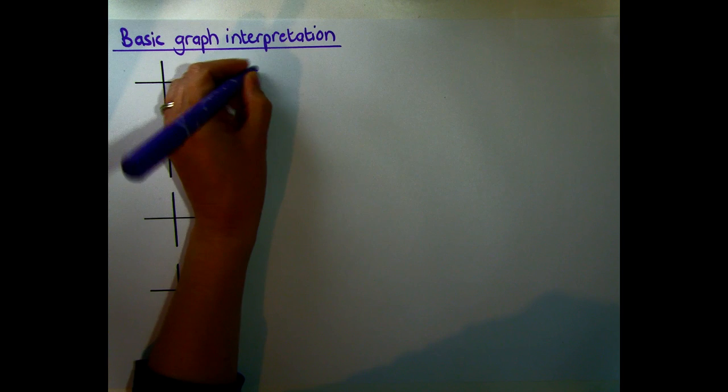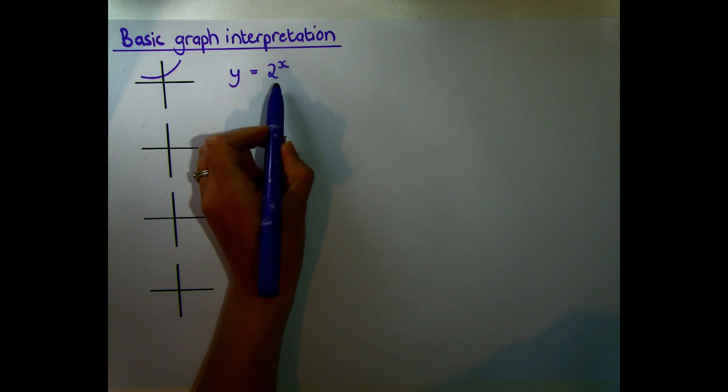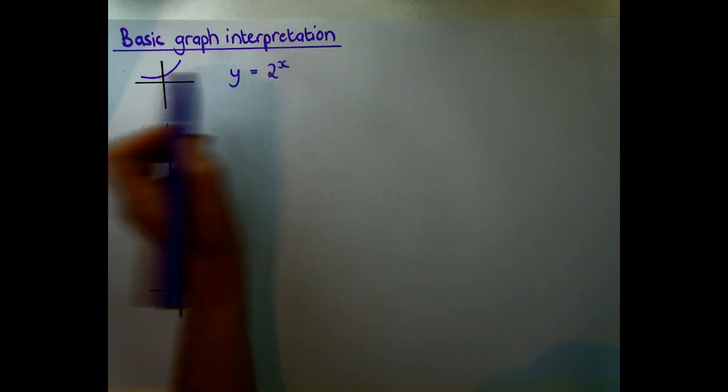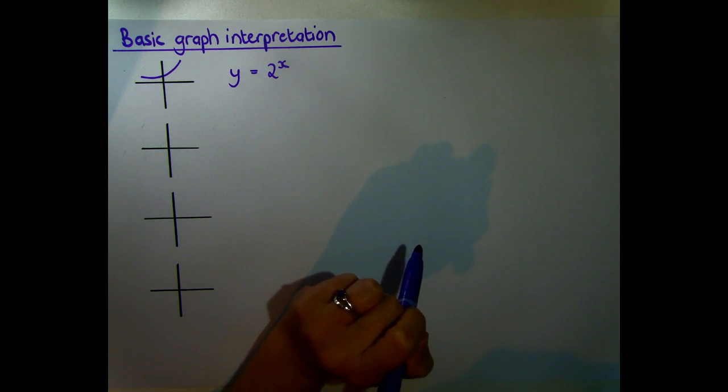Okay, so I'm going to look at what we could call a mother graph, so one that doesn't have too much shifting going on, and I'm going to write y equals 2 to the power of x. Okay, this will look like that. So that is when your b value is bigger than 1, your a value is just 1, there isn't a q value. It's going to cut the y-axis at 1.